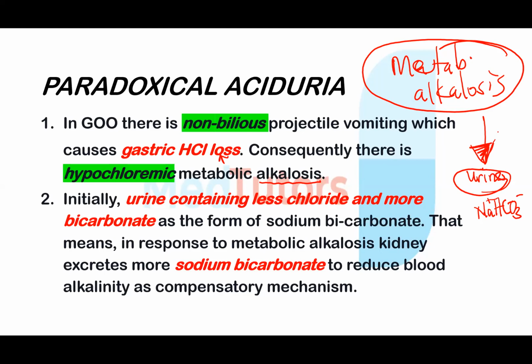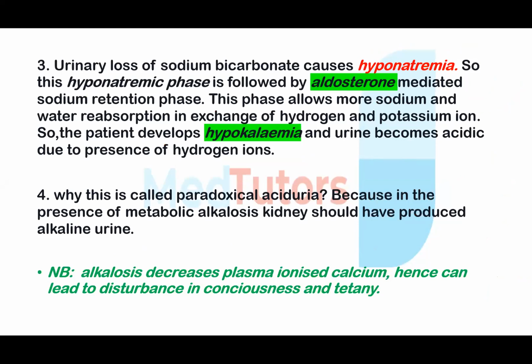So you can see this alkali that is lost in the urine is going along with sodium, and when there is loss of this sodium, they develop hyponatremia. If you look, the vomitus also contains sodium. So they are losing sodium in the vomitus, they are also losing sodium in the urine, and they have hyponatremia. And anytime the body suffers hyponatremia, there is release of aldosterone, and this is to help in conserving or retaining sodium. So this phase allows more sodium and water reabsorption in exchange for potassium.